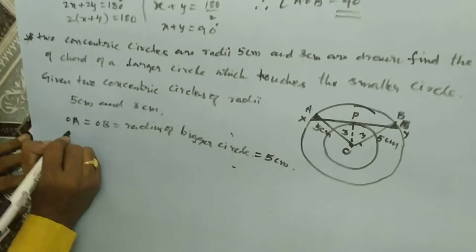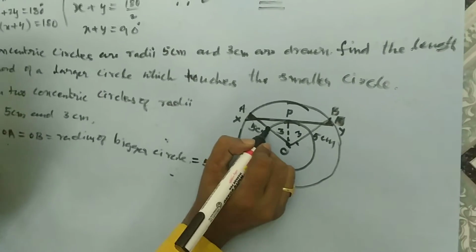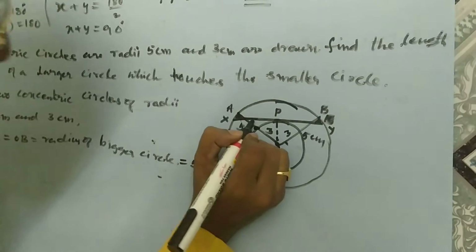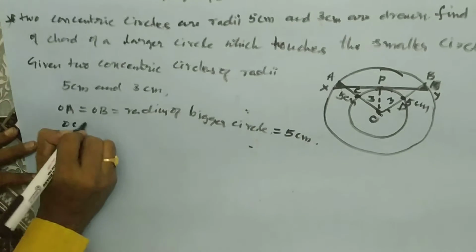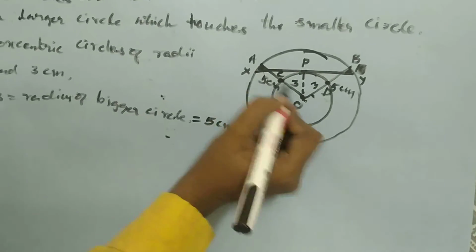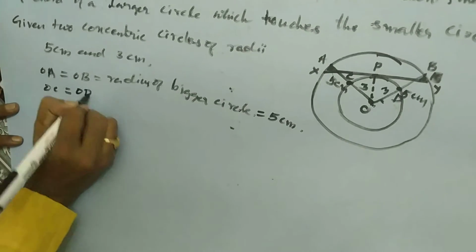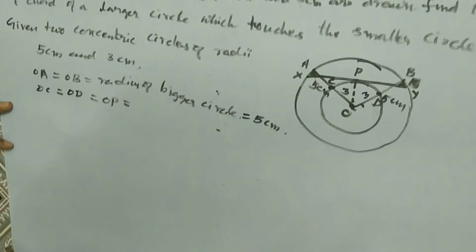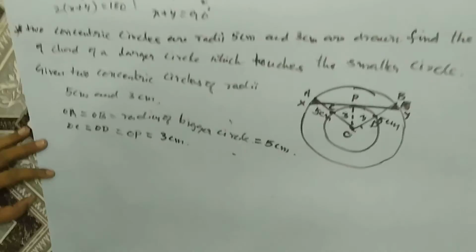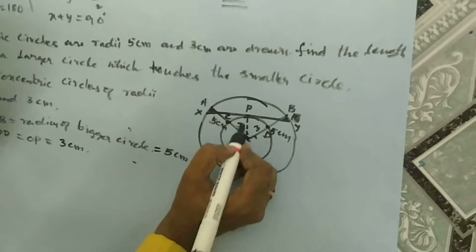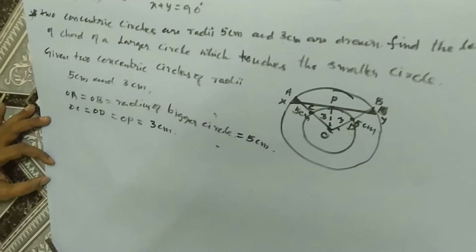Next, for the smaller circle, label these points C and D. OC equals OD equals OP, which equals 3 centimeters because it is the radius of the smaller circle. Consider OA equals OB, so this triangle is an isosceles triangle.